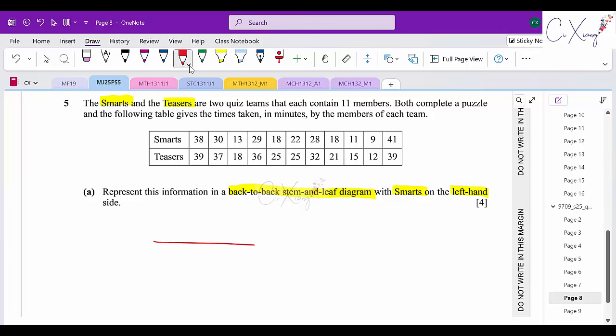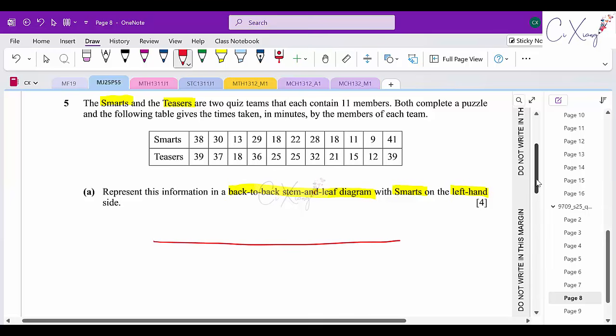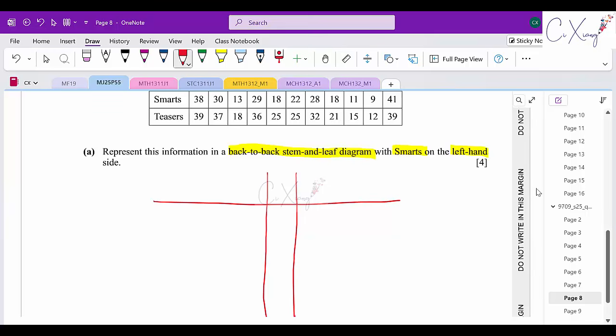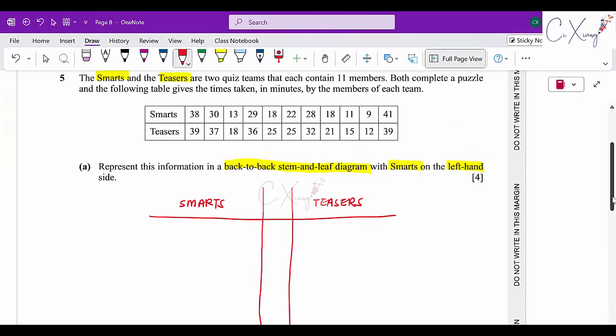Okay, when you're having the back-to-back stem plot, I think you should know about the basic shape, right? The stem will be in the center. And then they said the SMART on the left, so I better write it out first. This is SMART. Then this part is Teaser. Okay, then before you start to fill in the values, let's have a look at what is the smallest value for all the data here. The smallest value, I think, is this one, 9. The largest value, I think it is 41. So that means the stem has to start from 0 first for the 9, because it is 0, 9, right? Then I'm having 1, then 2, 3, and also 4.